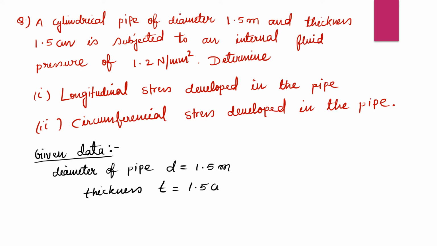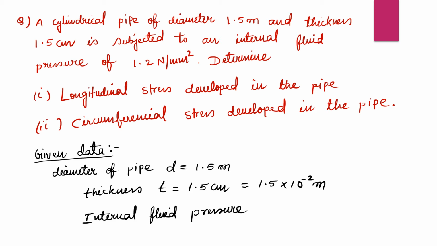So what we have to do is convert centimeter into meter. We divide by 100, then it becomes 1.5 into 10 to the power minus 2 meter. Then what else is given? Internal fluid pressure is given. That means p is given: 1.2 Newton per millimeter square.